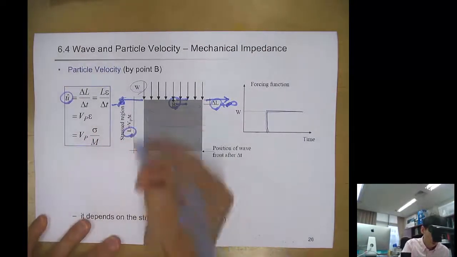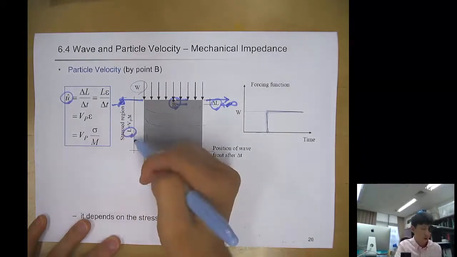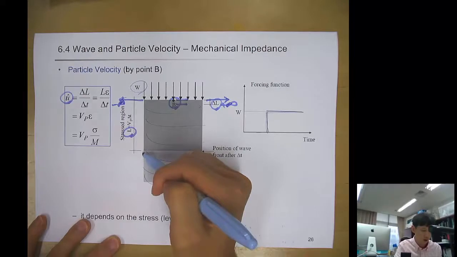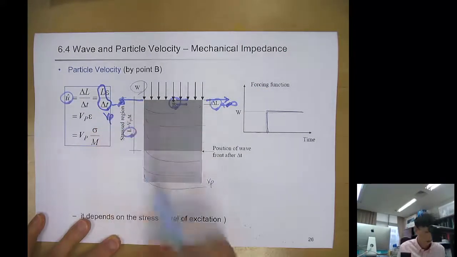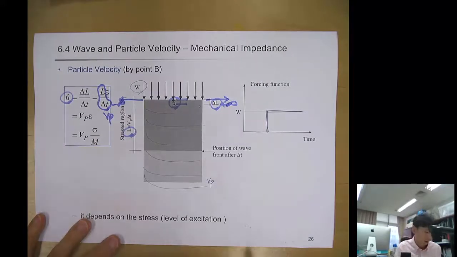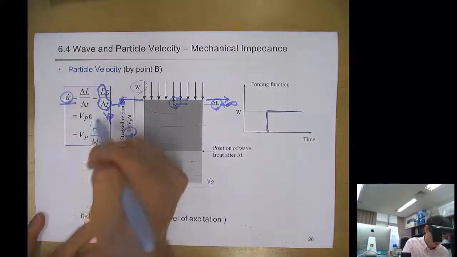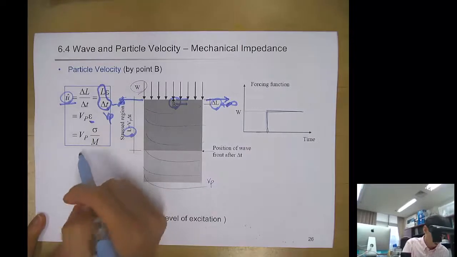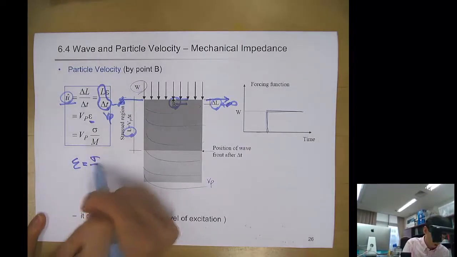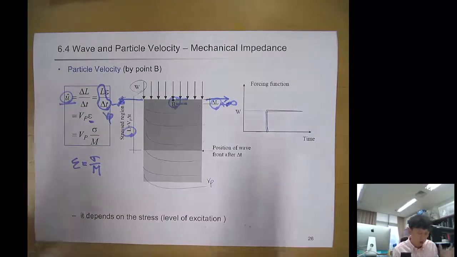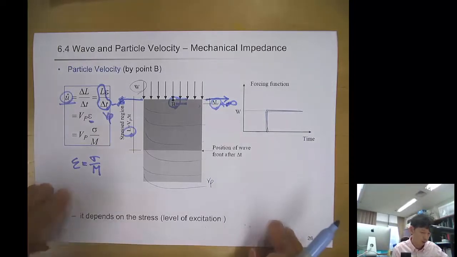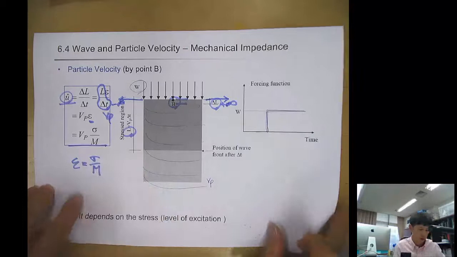So here the stress region extends linearly proportional to the wave velocity. So L over delta T is Vp, the propagation velocity. Then propagation velocity times epsilon will be the particle velocity. And here the strain can be expressed using Hooke's law, sigma over M, because it's a confined condition. It doesn't allow lateral deformation. So then this will be the particle velocity.